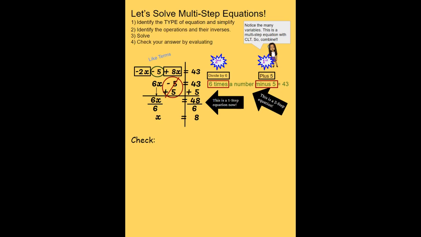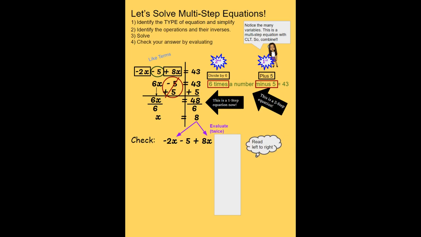Let's check and make sure our solution is correct. Start by rewriting the original equation. Negative 2 times a number minus 5 plus 8 times that number equals 43. Let's evaluate. We will be evaluating twice since there are two variables. At this time, we don't need to look at the right-hand side, so let's cover it up.